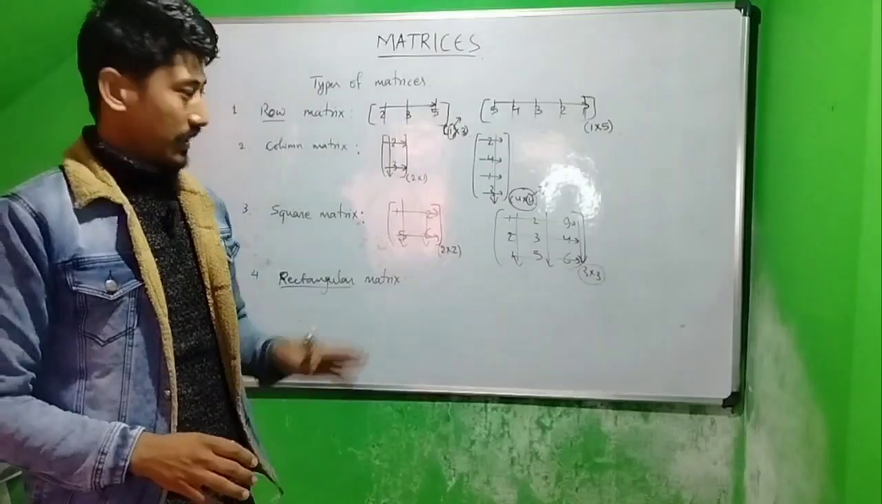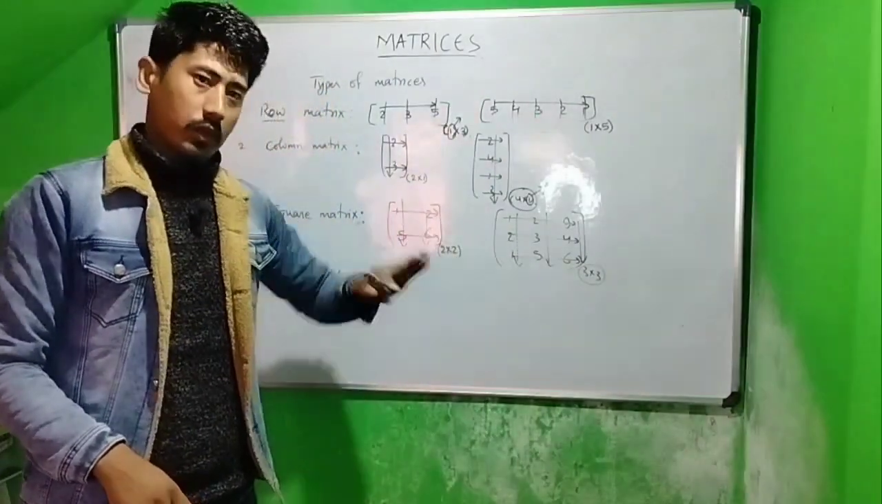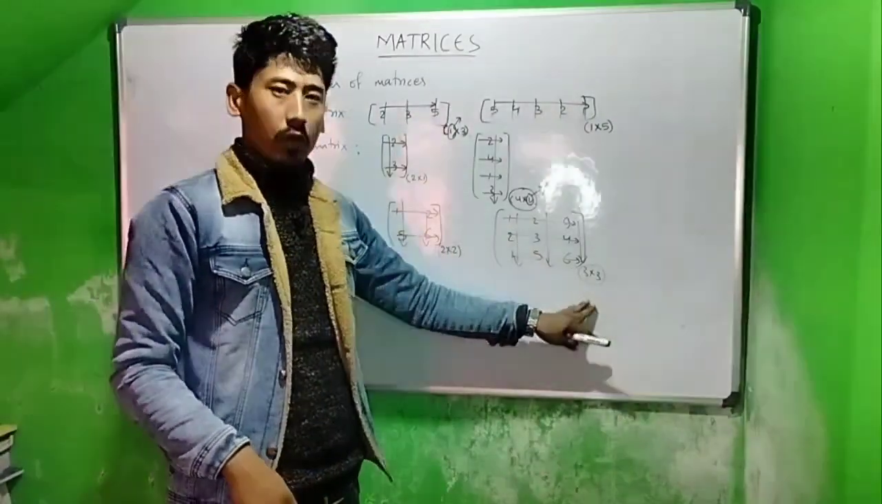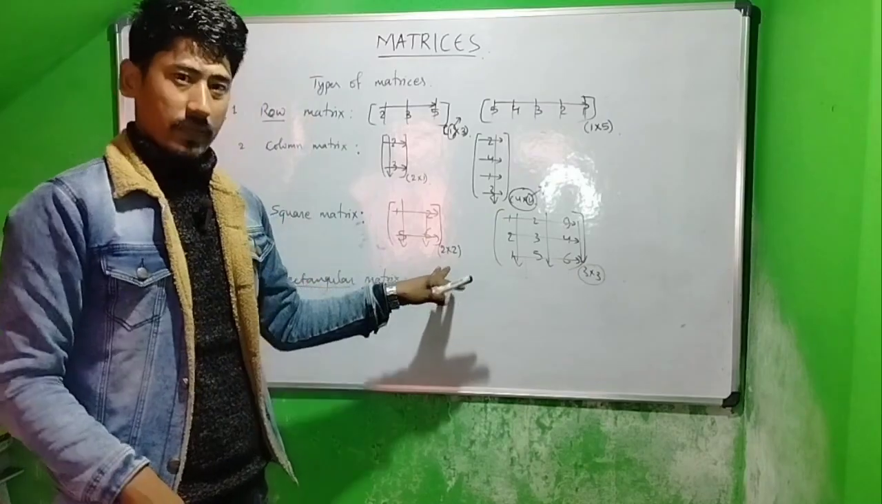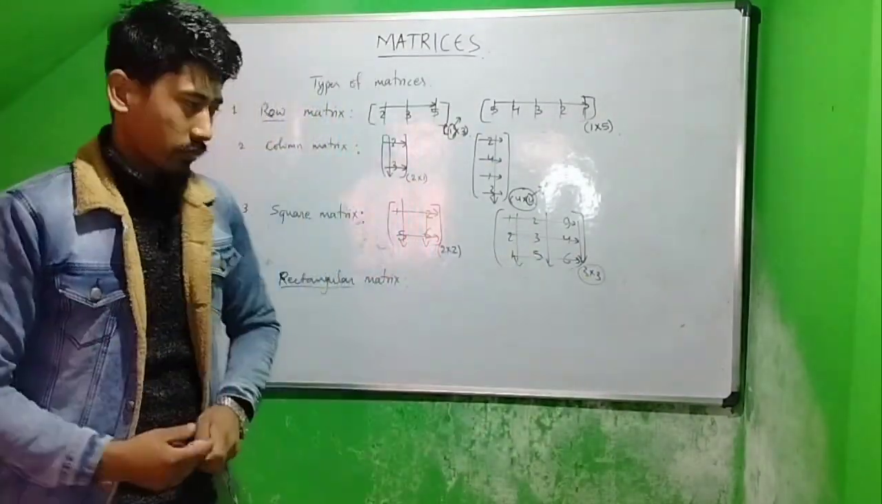Now, if only the order of the matrix is given to you and you have to identify which matrix this is, then just look at the order. If the order has the same number, like 2 by 2 or 3 by 3, you can consider it as a square matrix.